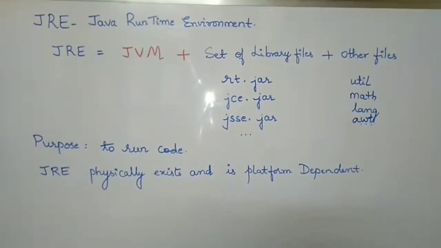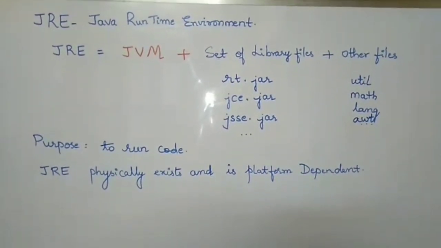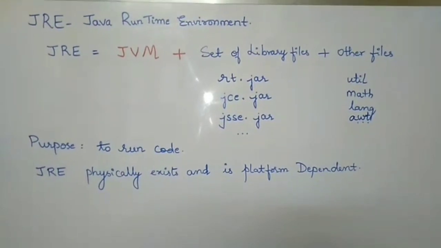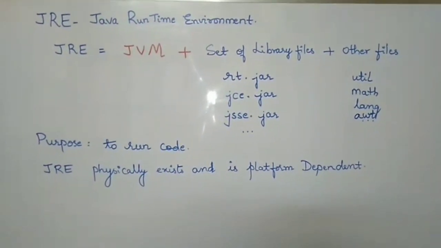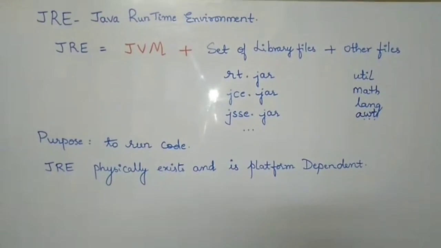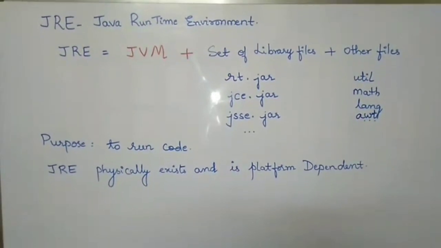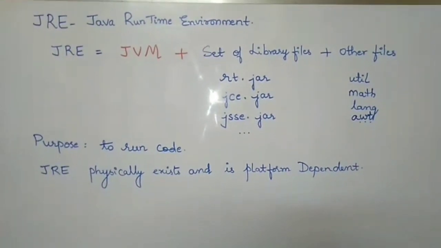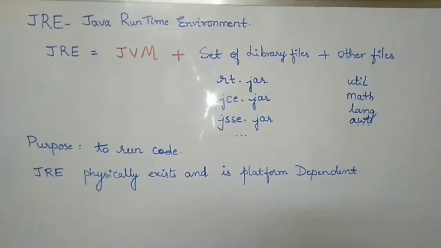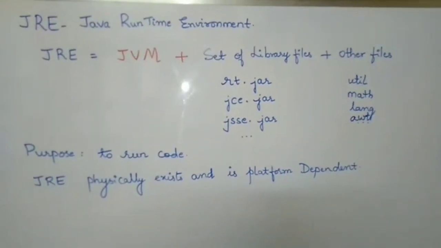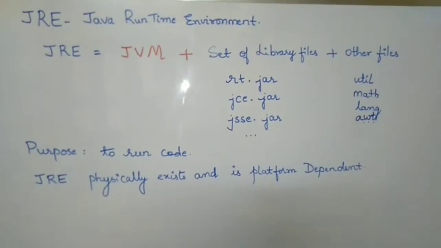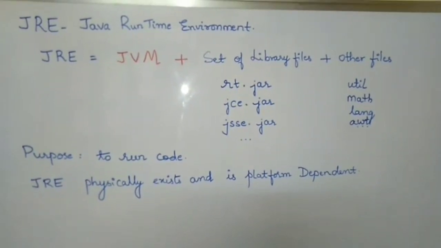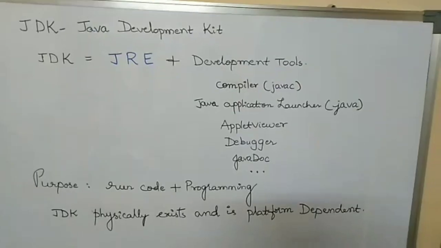And JRE is the implementation of a JVM. JRE physically exists. That means you can see this in your drives, in your program files, you can physically see JRE there, and it is platform dependent. These set of library files will be used by JVM during runtime.